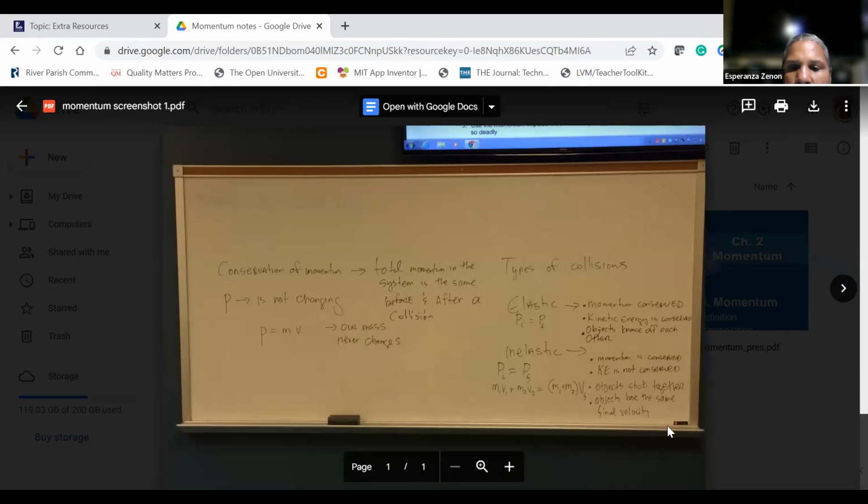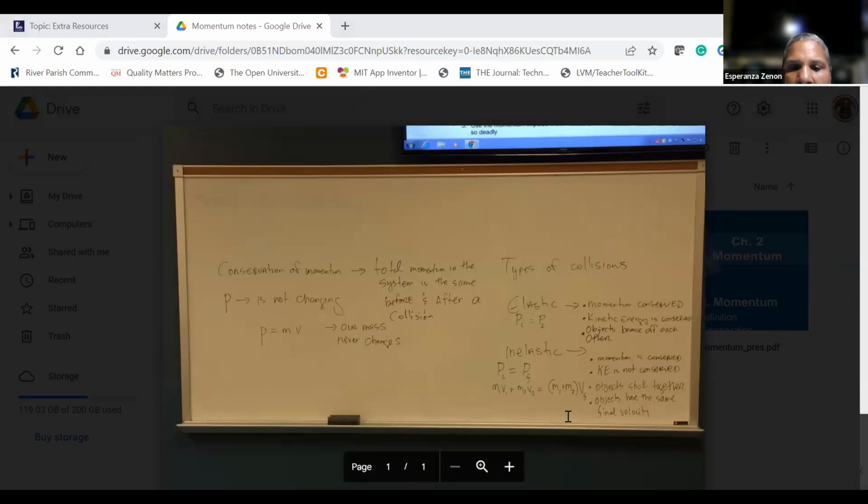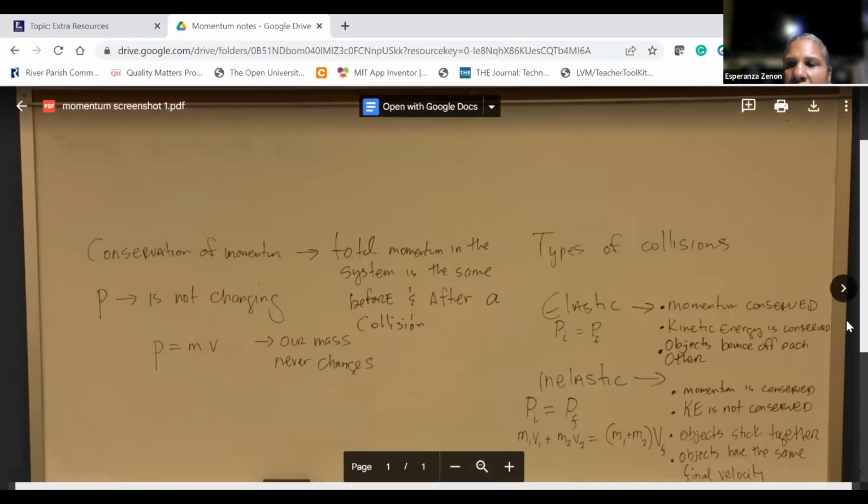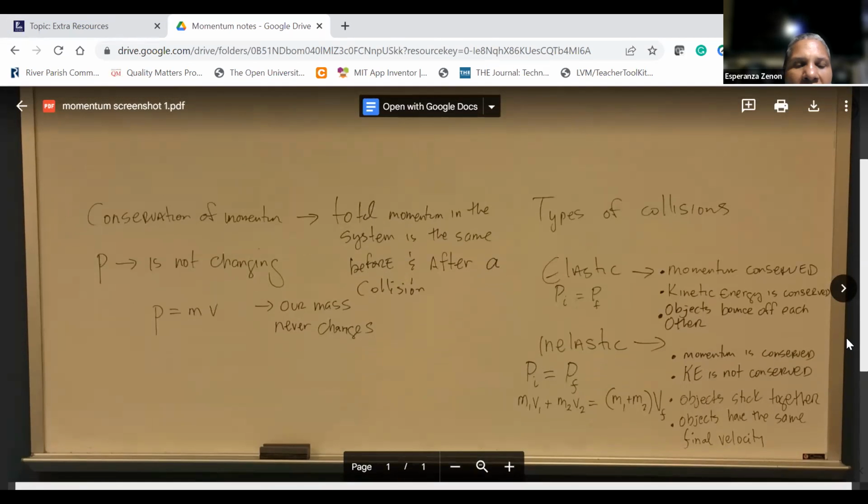There we go. I wanted to zoom in. Okay, so let me zoom in just a little bit more. So you see, I talk about in this summary slide the conservation of momentum, where momentum is not changing. And that is useful because we want to talk about momentum being conserved or staying the same before and after a collision. And then we look at the types of collisions: elastic, inelastic, and I break down the definition and difference between the two of them.